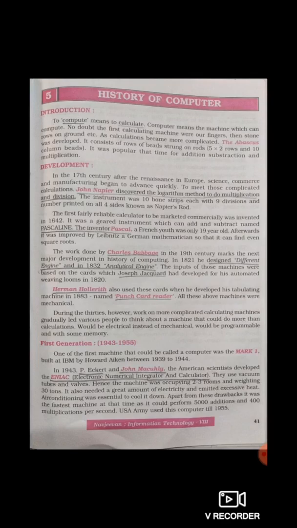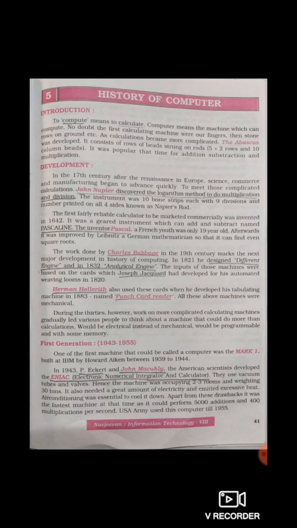Let's understand what's in the next paragraph. The work done by Charles Babbage in the 19th century marks the next major development in the history of computing. In 1821, he designed a difference engine, and in 1832, the analytical engine. The inputs of those machines were based on the cards which Joseph Jacquard had developed for his automated weaving looms in 1820.